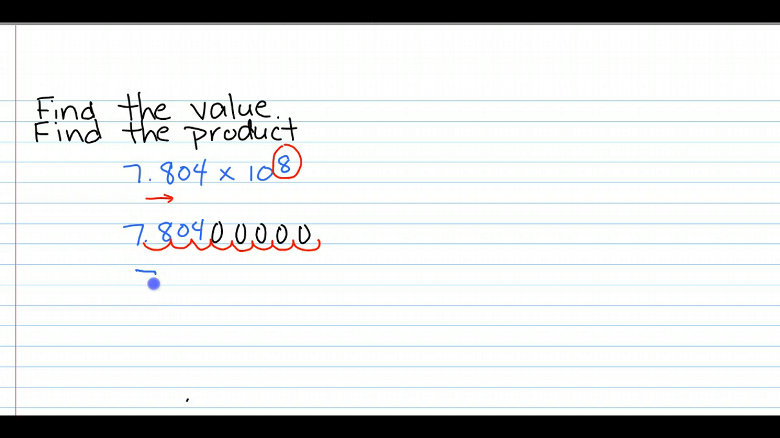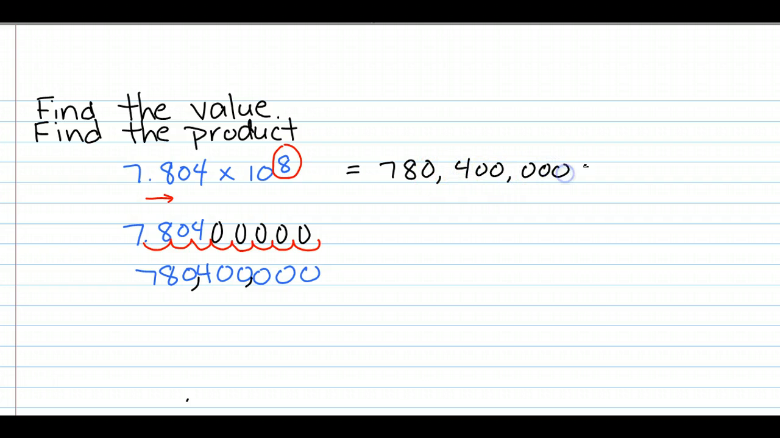Rewrite 7804, 0, 0, 0, 0, 0. Put my commas in. 1, 2, 3, comma. 1, 2, 3, comma. And there we go. 7.804 times 10 to the 8, scientific notation, is equal to 780,400,000.